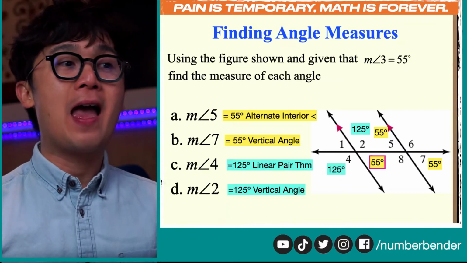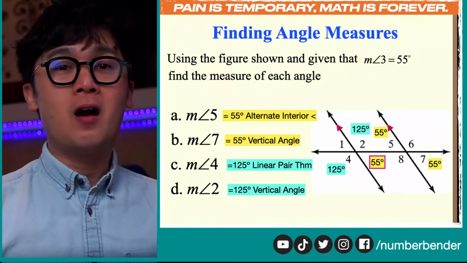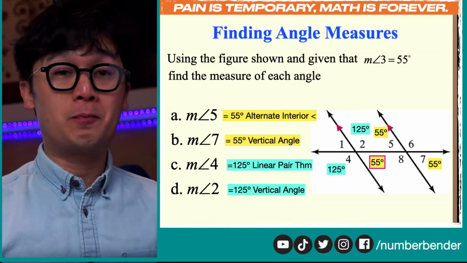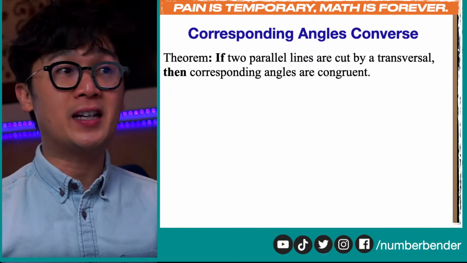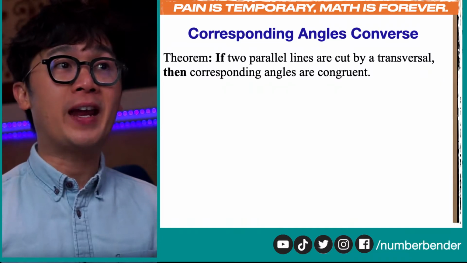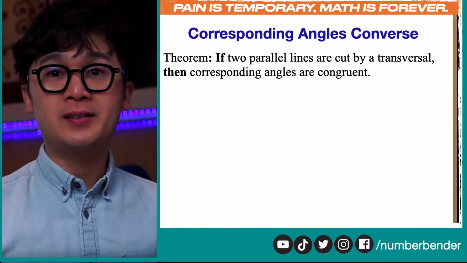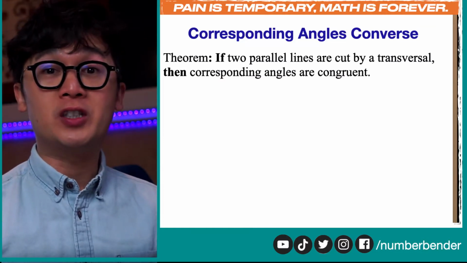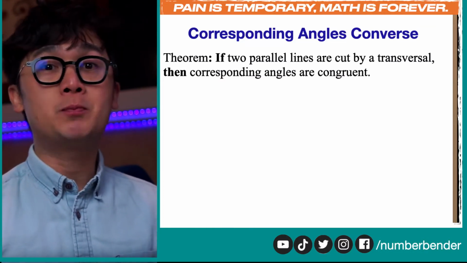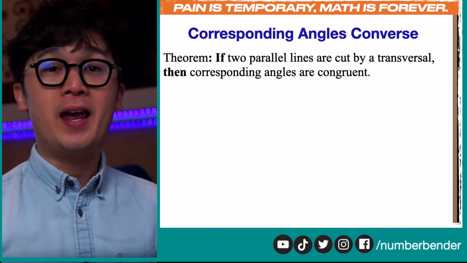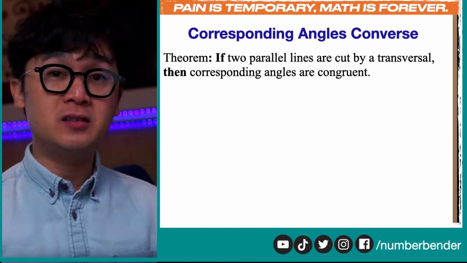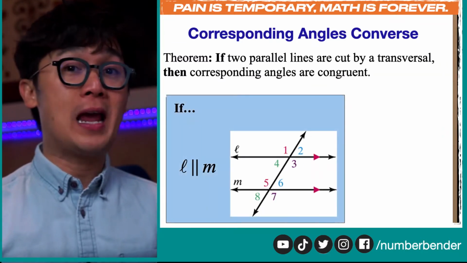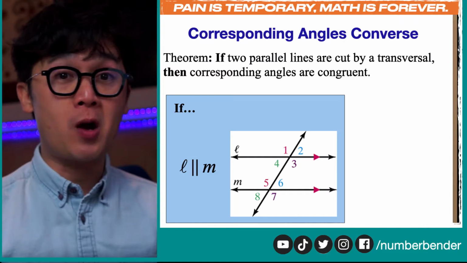So let's review some of the theorems that we use with parallel lines cut by a transversal. The next theorem is the corresponding angles converse. This theorem states that if two parallel lines are cut by a transversal, then corresponding angles are congruent. And what are the corresponding angles in parallel lines cut by a transversal? This is a diagram that will help us identify those corresponding angles.